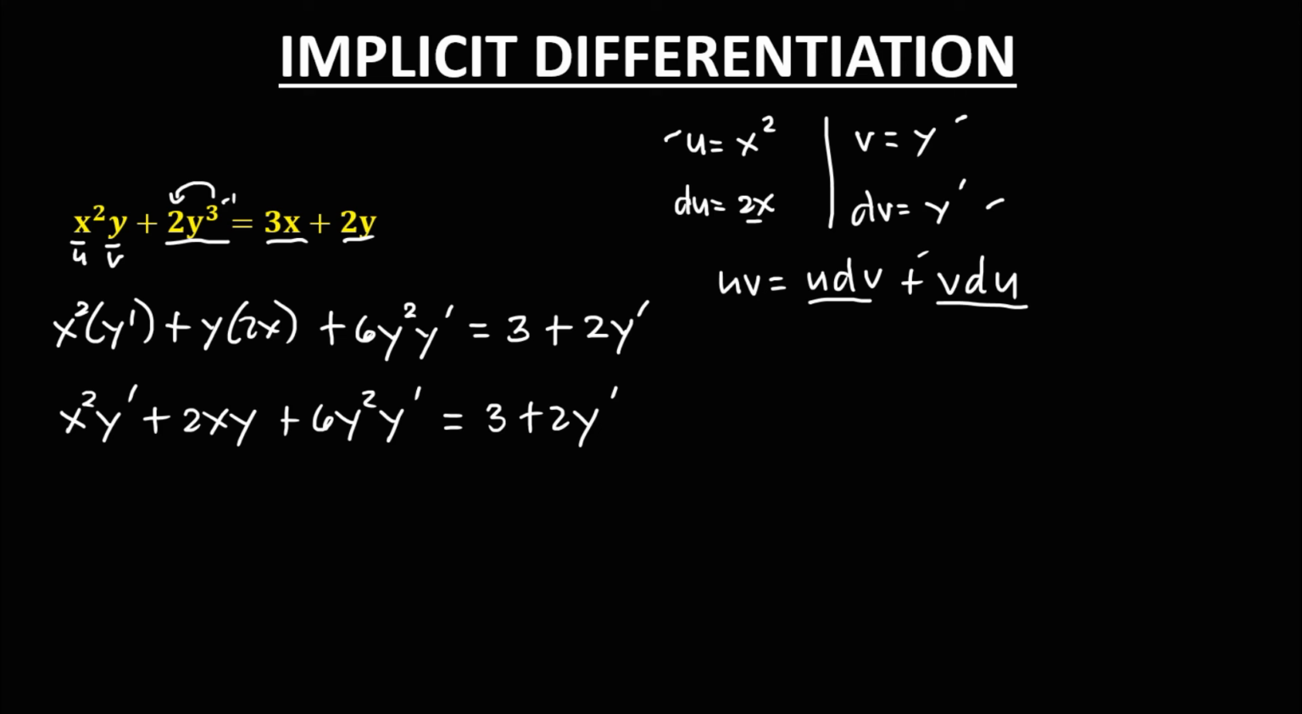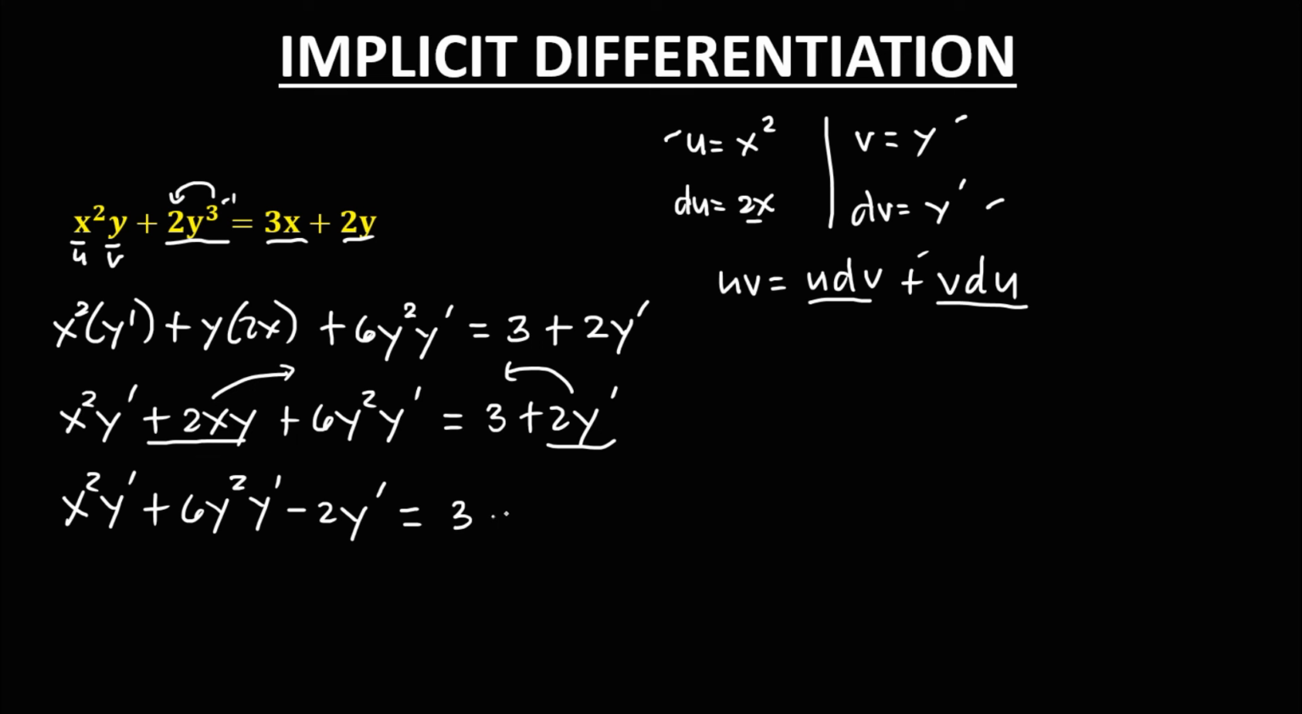Then to solve for y prime, we need to group all terms with y prime. So this becomes x squared y prime, then plus 6y squared y prime. Then transpose this positive 2y prime to the left, so this becomes negative 2 y prime, then equals 3. Transpose this positive 2xy to the right, so this becomes negative 2xy.